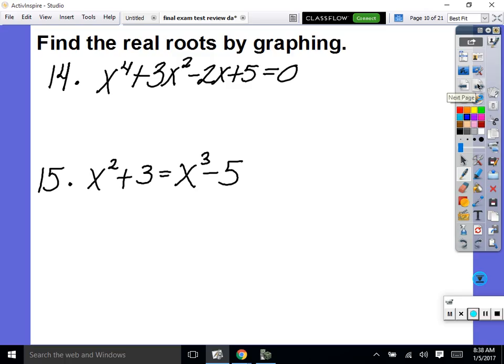So with these ones, guys, it says find the real roots by graphing. That means by graphing, and we only want the real roots. Because look up here, everybody. Just a reminder, isn't there 4 solutions for this?